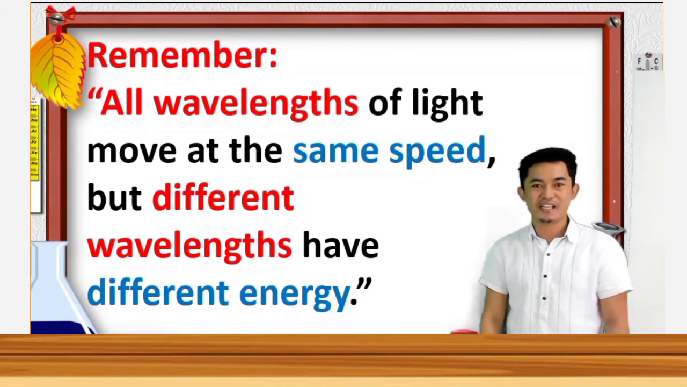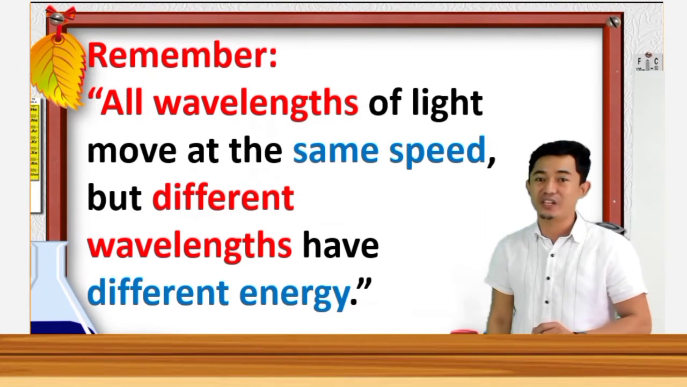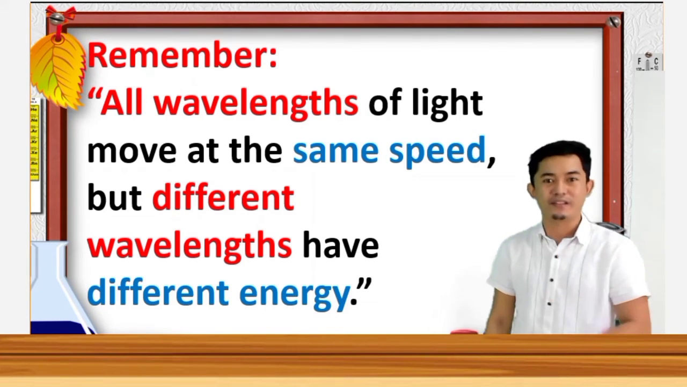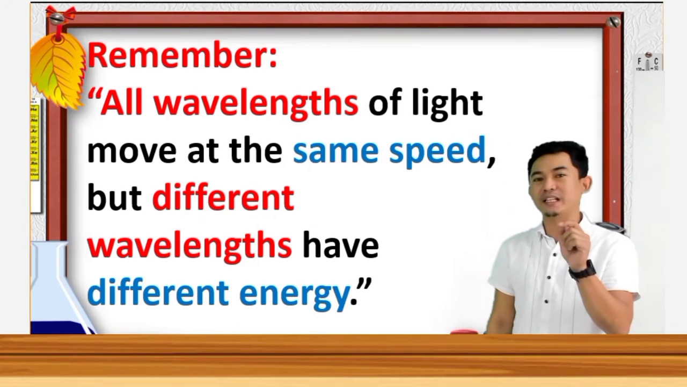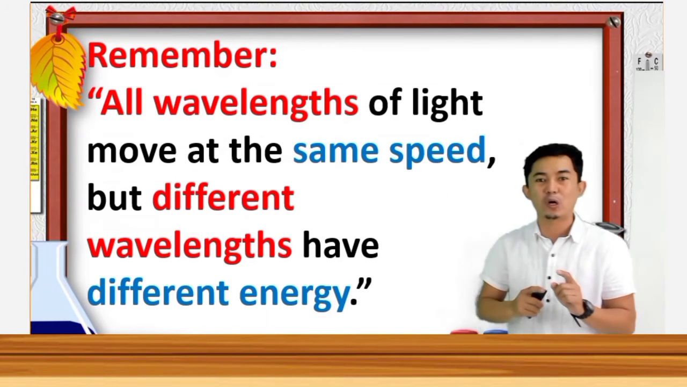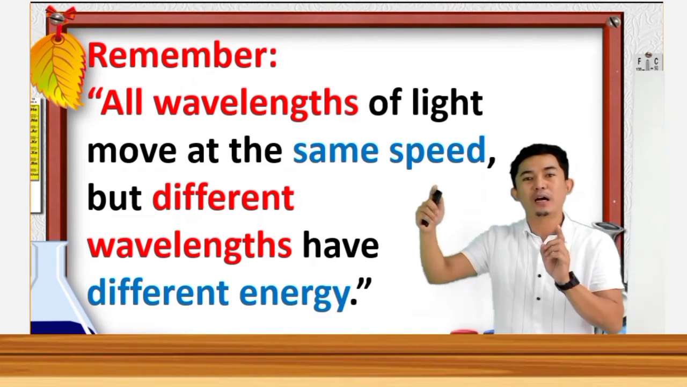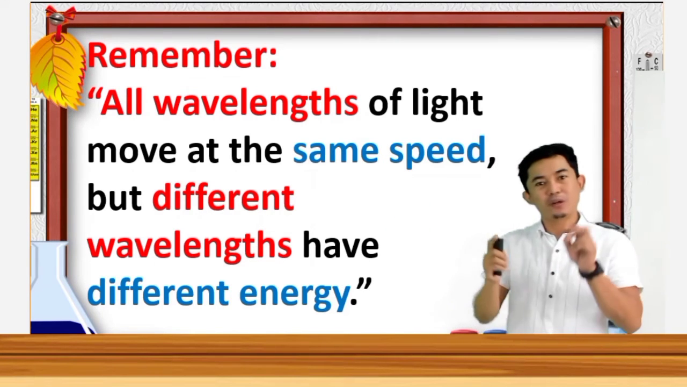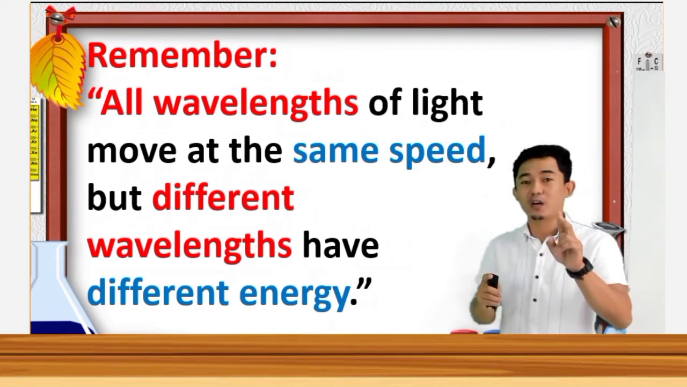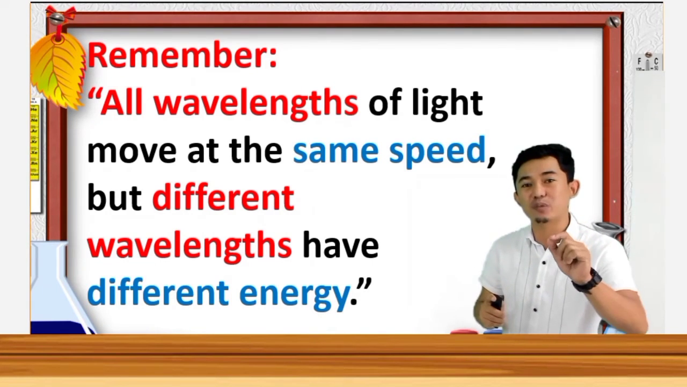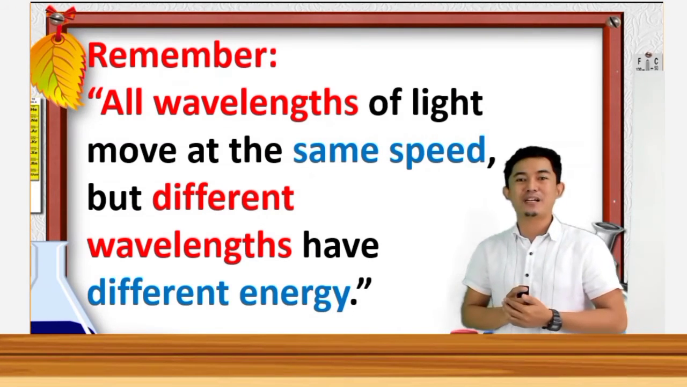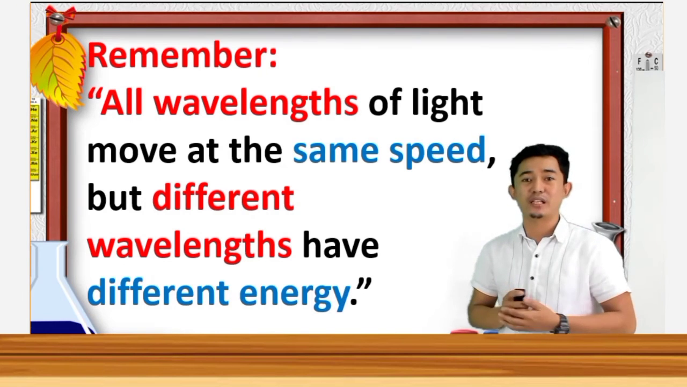Different wavelengths have their own different energy. For example, the color red: the wavelength of the color red is quite different from the wavelength of violet. So all wavelengths actually have the same speed, but they only differ in wavelength as well as the energy of the wavelengths. Do you still remember that? Or can you cope now with the discussion?